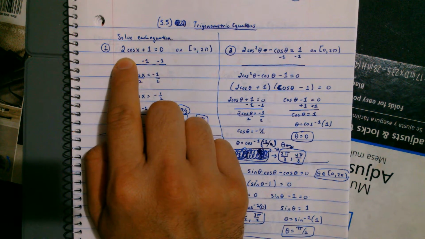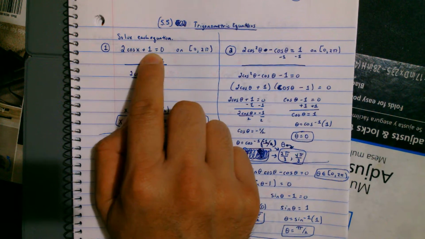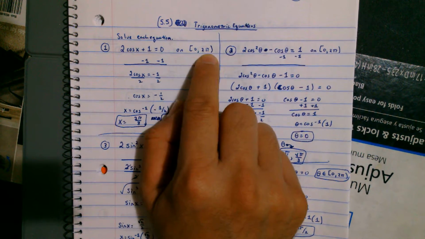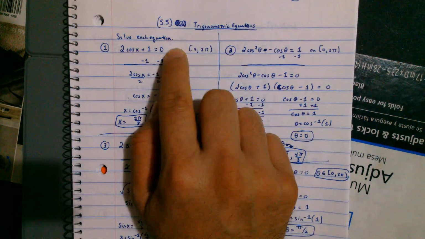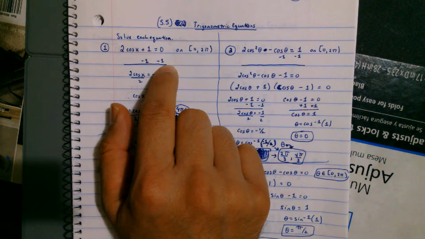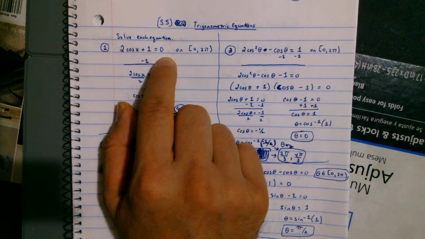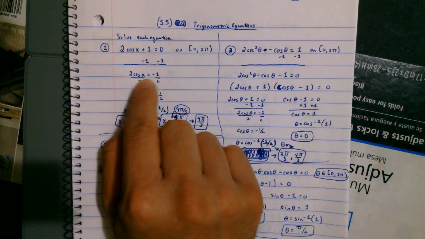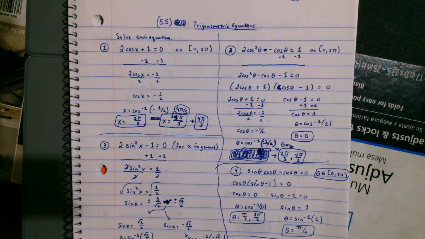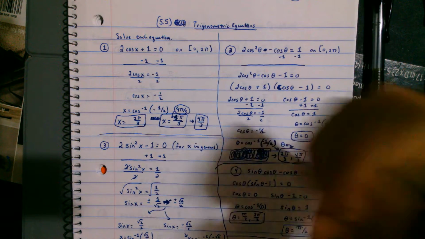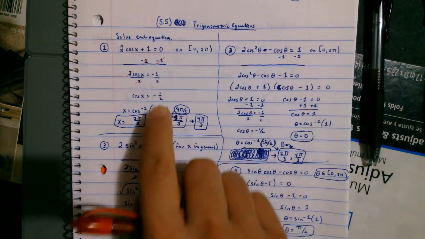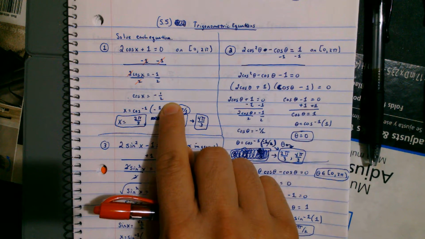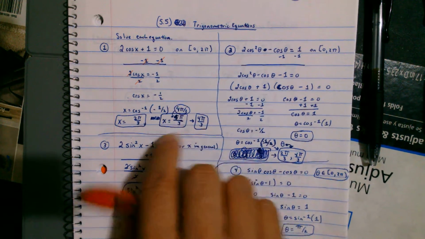Solve for x: 2 cosine x plus 1 equals 0. Now, you want to find the answer between 0 and 2 pi. So that means you don't want all these other answers. So you move stuff around like an equation. Subtract by 1: 2 cosine x equals negative 1. And then again, you cancel like an equation. Divide both sides by 2. Cosine of x equals negative 1/2.